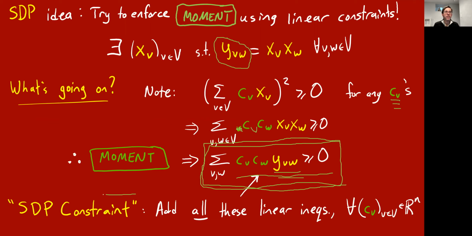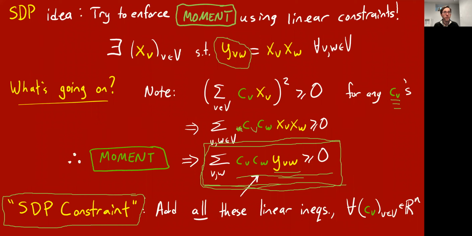And this, what I'll call the SDP constraint, is to imagine adding all of these linear inequalities for all vectors of real numbers C. Now, this is actually infinitely many inequalities that we're going to imagine including into a linear program. But remember, I told you the ellipsoid algorithm is so great, it can solve LPs even if you have exponentially many or even infinitely many inequalities, as long as you can do this separation oracle. So I'll talk about this in more detail, but that's where this is going.